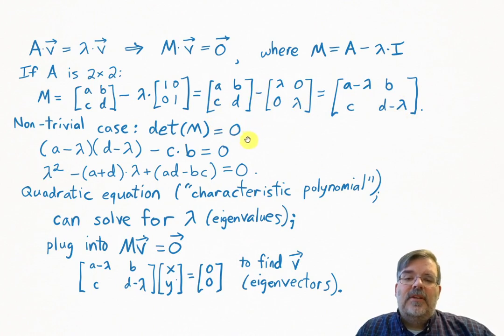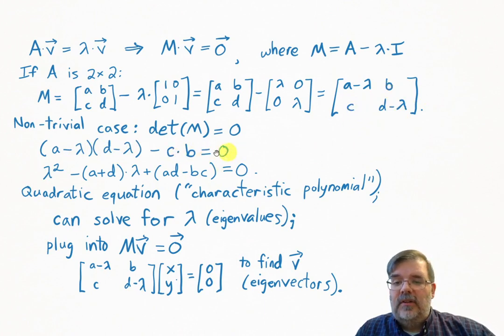Now we're interested in the non-trivial case to get some non-zero solutions. So we want to force the determinant of this matrix to be 0. So we'll calculate the determinant of this matrix. It's a minus lambda times d minus lambda minus c times b. And we're interested in when this is equal to 0.